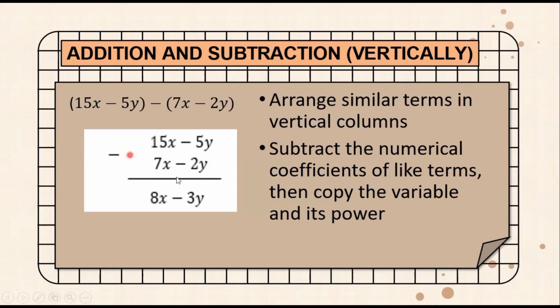15 minus 7, it's equal to 8. You bring down x. Negative 5 minus negative 2. Copy negative 5, opposite of minus, it will become plus. And change negative 2, magiging positive 2 yan. So, negative 5 plus 2, it will give us negative 3. That's why our final answer is 8x minus 3y.